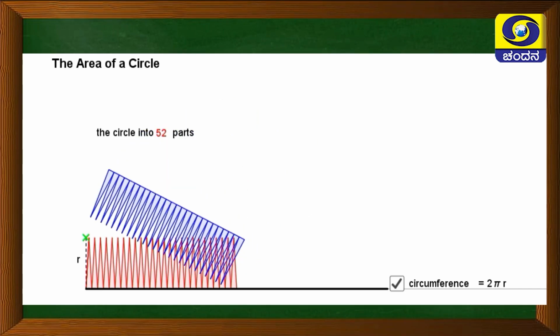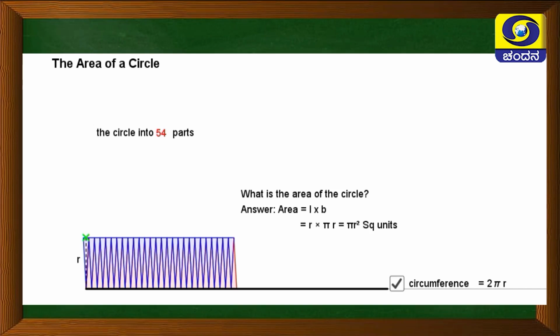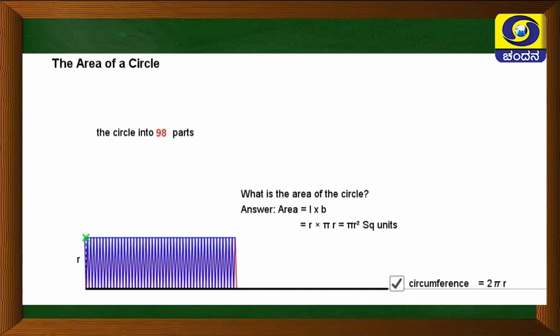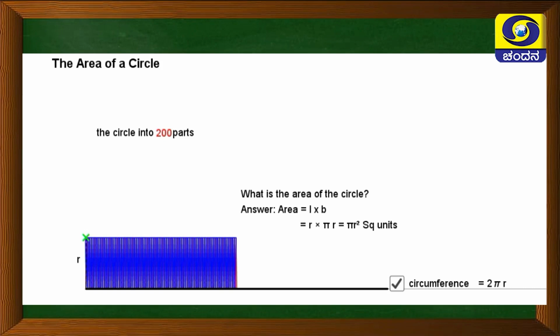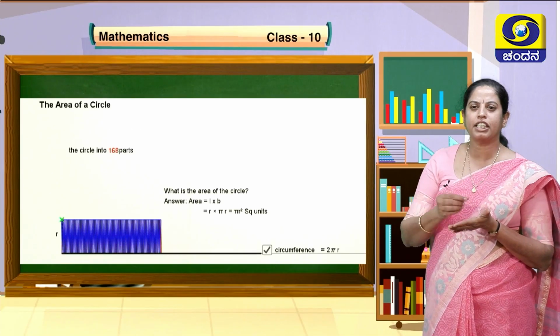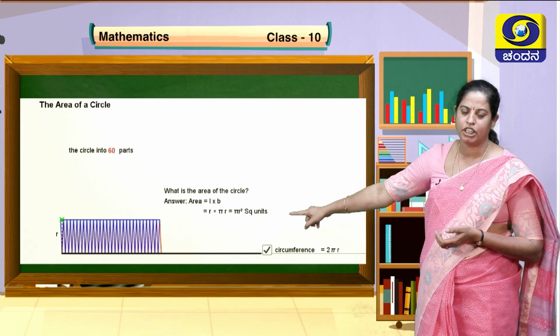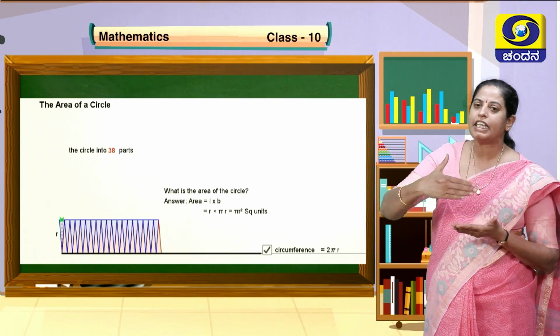Now I am rearranging this. You can observe that I am getting a rectangle. Yes, the planar figure I am getting now is a rectangle. Then what is the area of the rectangle? Yes, it is length into breadth. In this case, the length is pi r and the height, or the breadth, is r. If you multiply, it is pi r squared. If I go on dividing the circle into small triangles, I am going to get a perfect rectangle. To get a perfect rectangle, I have to divide the circle into small equal triangles.